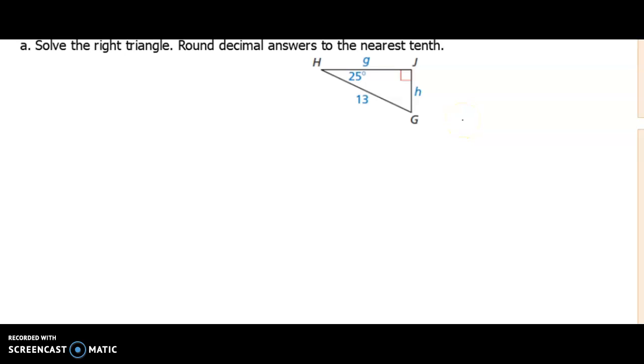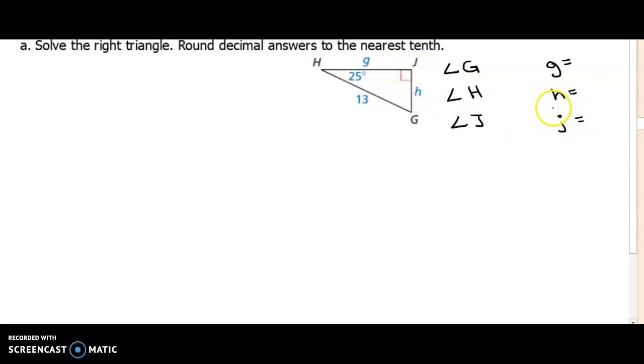All right, let's look at this example now. Okay, this one's the same concept, but a little bit different because what we've been given is a little bit different. So once again, I want to solve this triangle. So I want to find angle G, angle H, and angle J. Then I also want to find side G, side H, and side J.